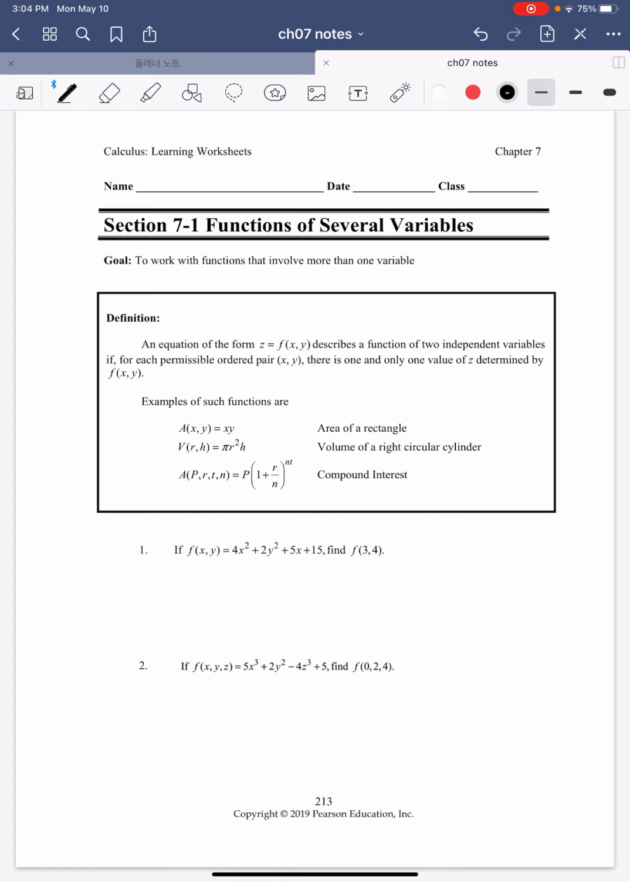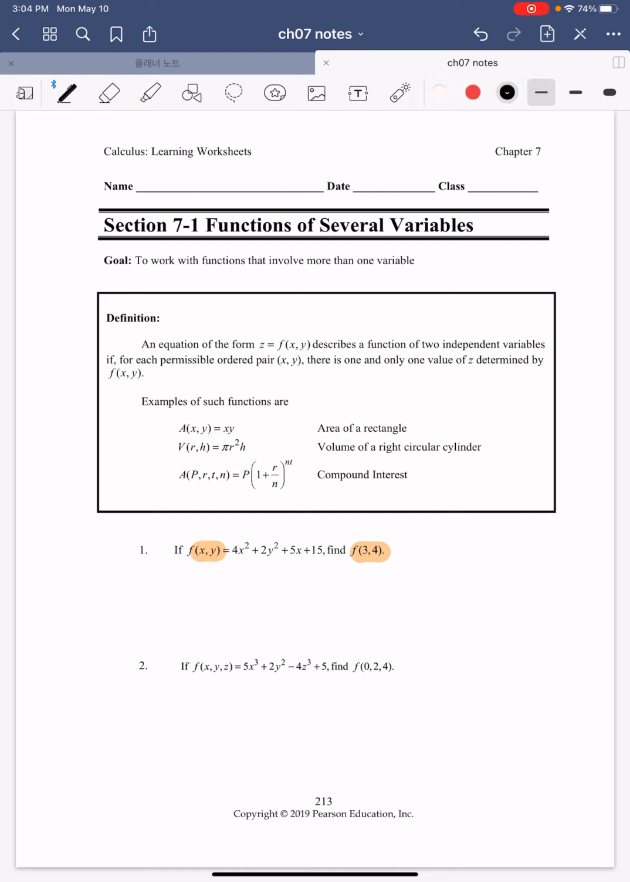So let's take a look at number 1. This function f is described in two different variables. You can see that x and y are my independent variables. Whereas number 2, this function is described in three different independent variables, x, y, and z. So these ordered pairs will match up. The first number will indicate the x, and then the second number will indicate y.